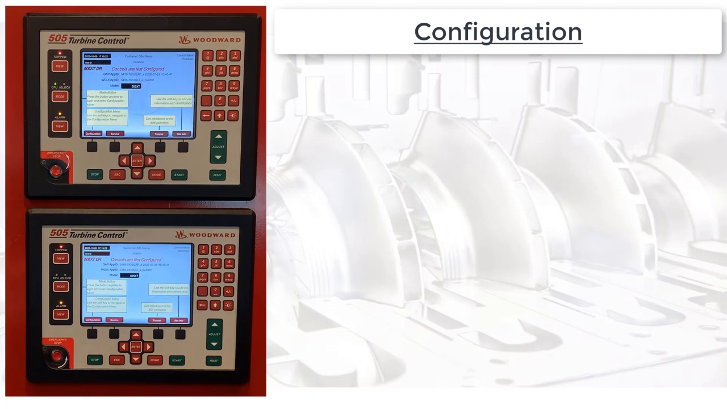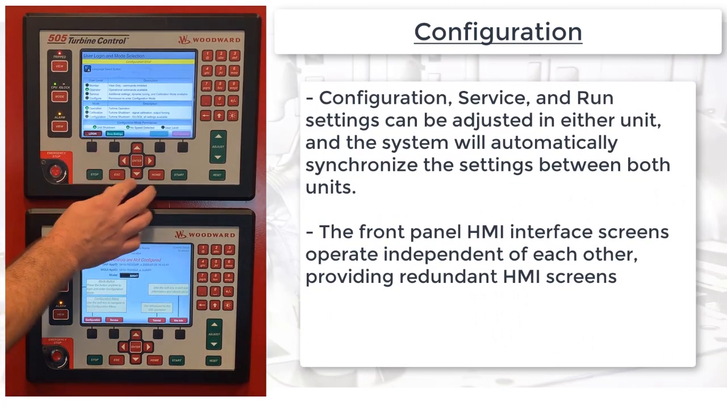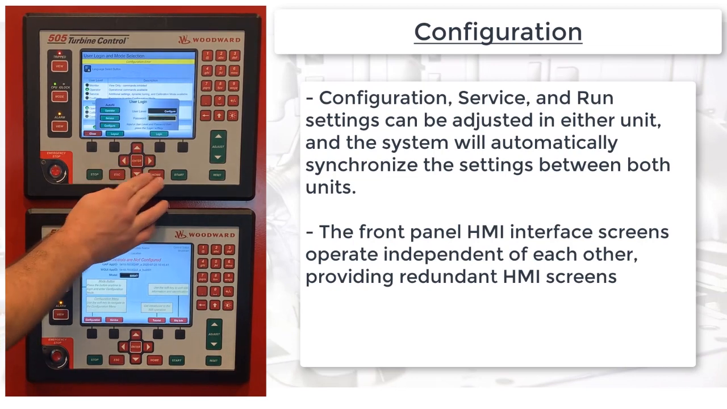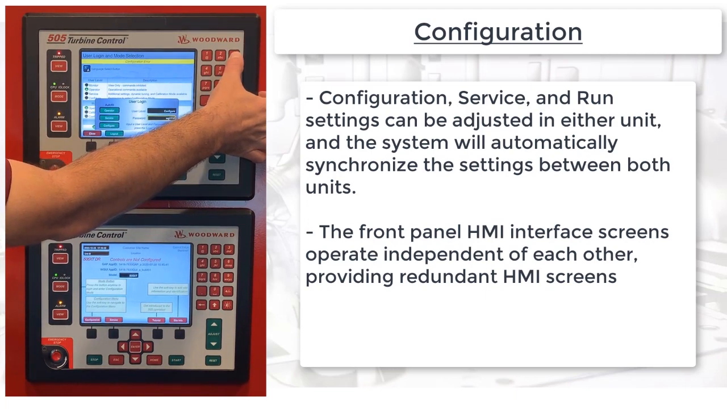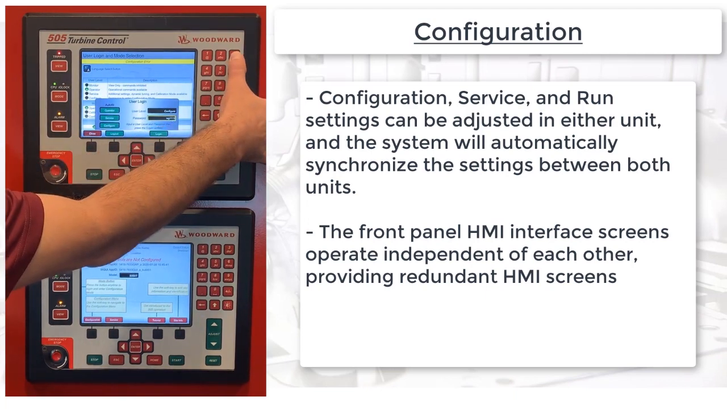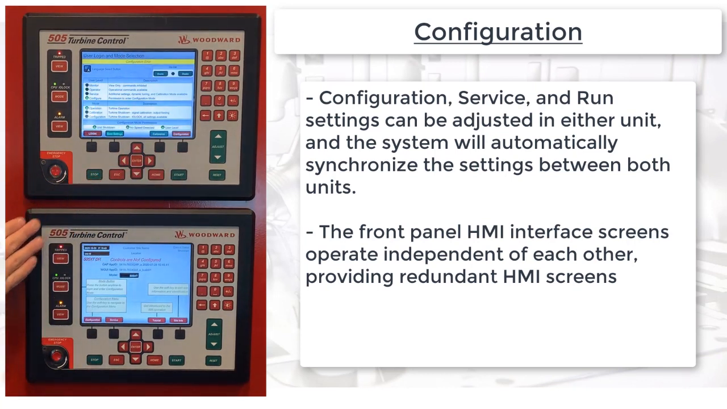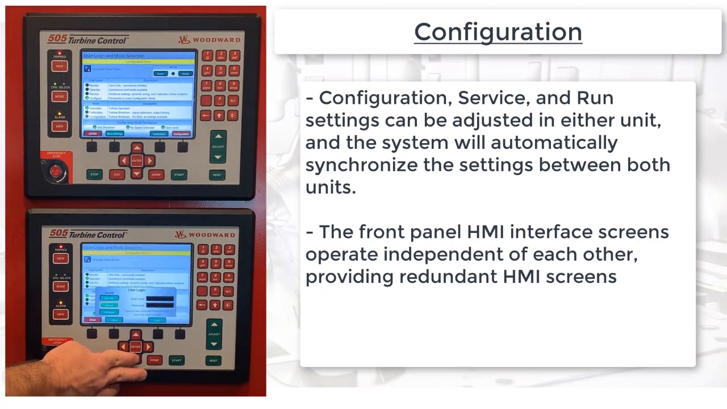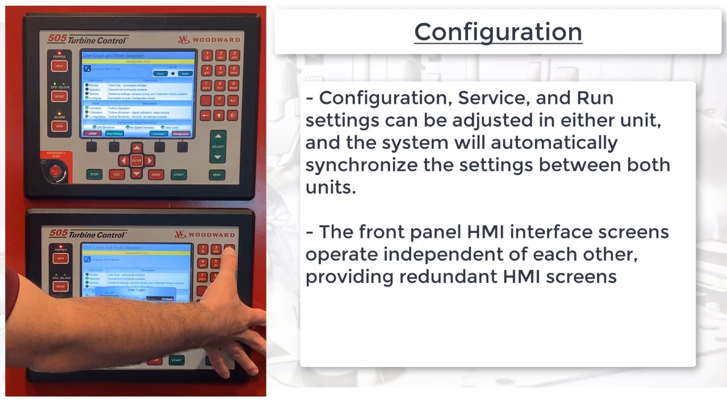When configuration, service, or runtime settings are adjusted in either the syscon or backup, the two units will automatically synchronize the settings so that both units contain identical settings. When a save settings command is issued, both units will save settings to non-volatile memory. It is only necessary to configure or make settings updates on one of the units. The operating system will automatically update both systems to keep them in sync. The front panel HMI interface screens operate independently of each other, providing redundant HMI screens.